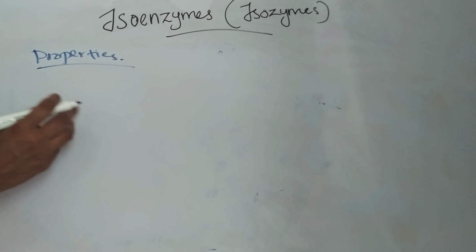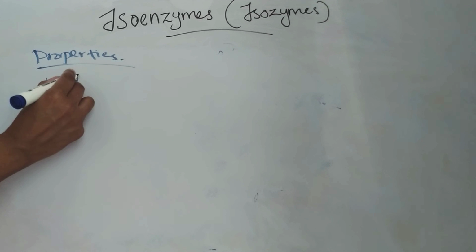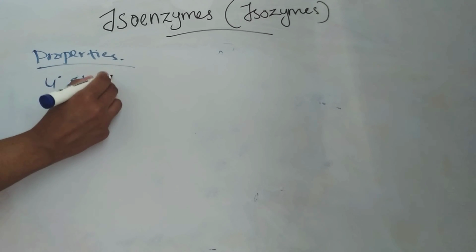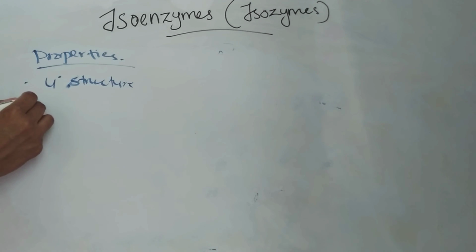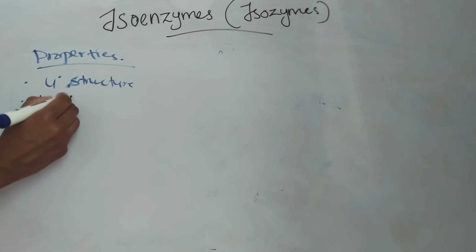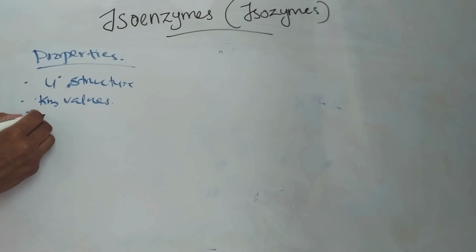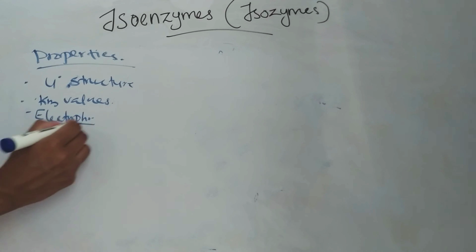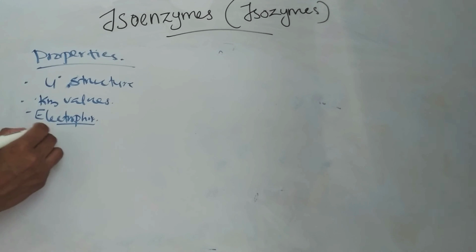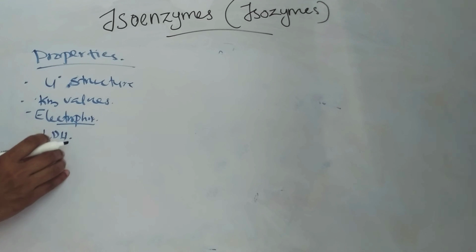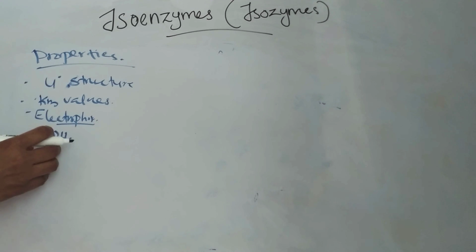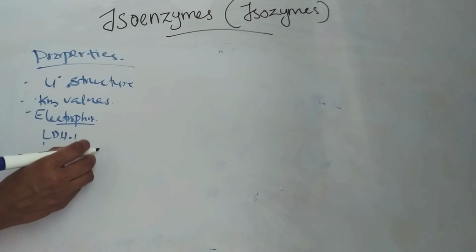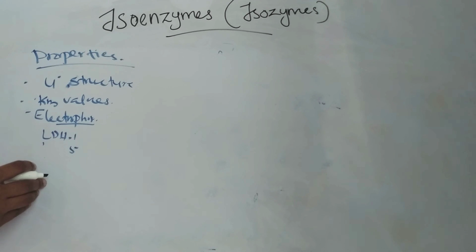The difference between some isoenzymes is due to difference in quaternary structure of the enzyme. Then these isoenzymes have different kinetic parameters, for example Km values. Then electrophoretic mobility. For example, isoenzymes of LDH have different mobility. LDH1 is the fastest moving and LDH5 is the slowest moving fraction.